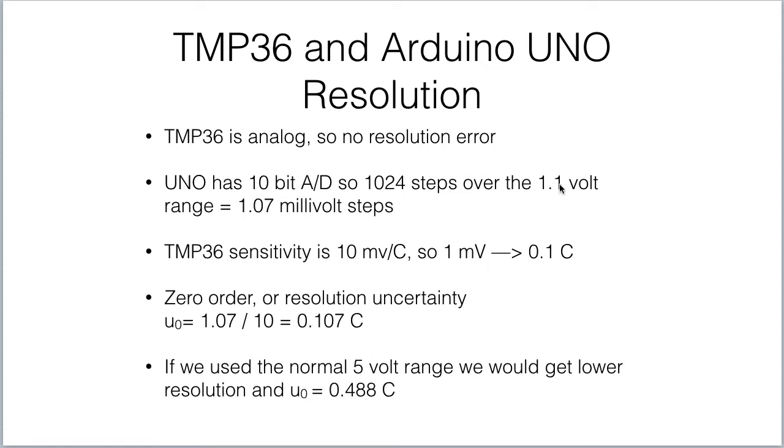Now, if we had used, instead of the 1.1 volt range on the Uno, the 5 volt range on the analog to digital conversion, we'd get a lower resolution and an uncertainty more like 0.5 degrees Celsius due to our 5 volt range resolution.